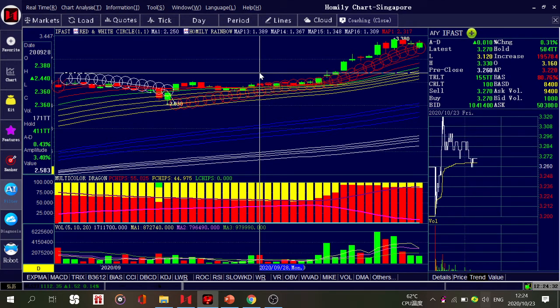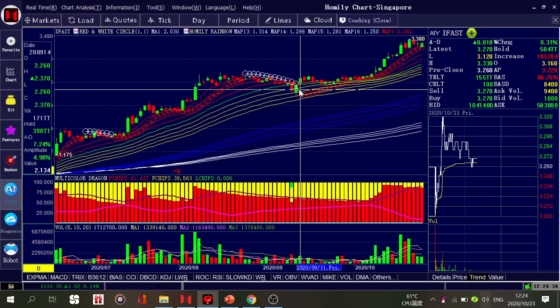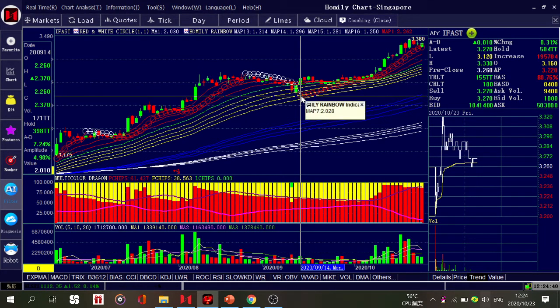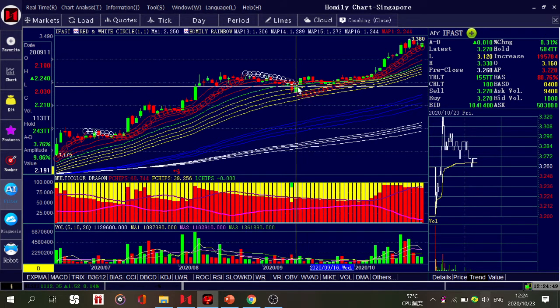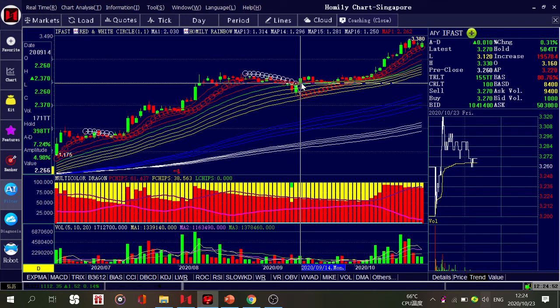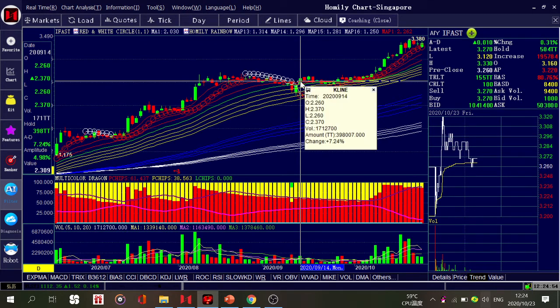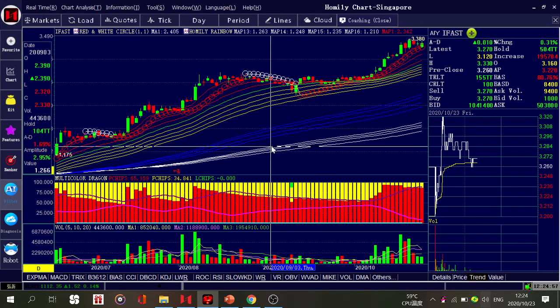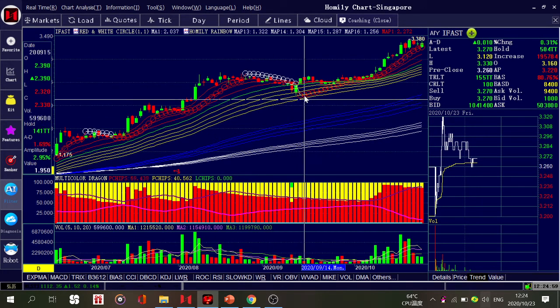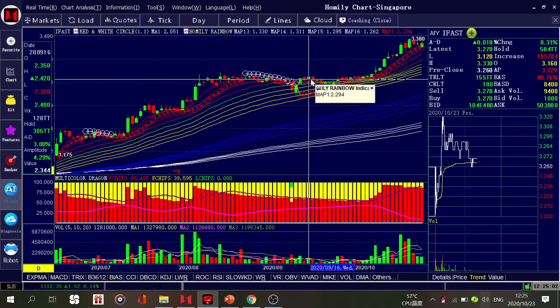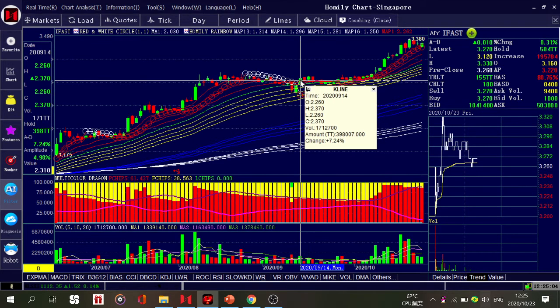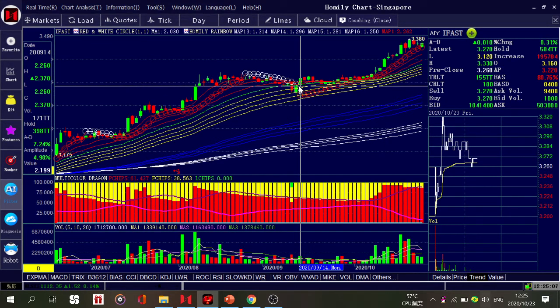For short-term trading, you follow the homely software, the first recycle, and wait and buy until we have the confirmation. I have mentioned it almost every video, right? First recycle is the potential buy point for short term. We buy when we have the confirmation. The confirmation is the close price should be higher than the high price of the first recycle candle.